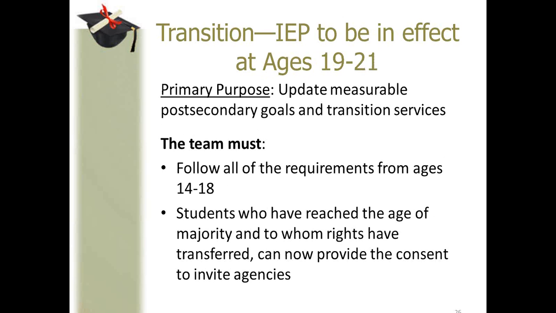The IEP to be in effect at ages 19 through 21. The team must follow all of the previous requirements from ages 14 to 18, and students who have reached the age of majority and to whom rights have transferred can now provide the consent to invite agencies. Under free and appropriate public education, commonly known as FAPE, students who graduate with any credential other than a standard diploma are eligible to continue their education through their 22nd birthday. The school district may allow the student to continue through the semester or the end of the school year in which the student turns 22.